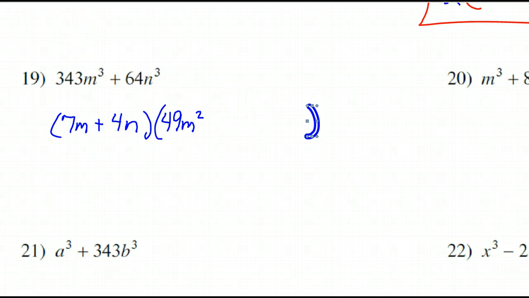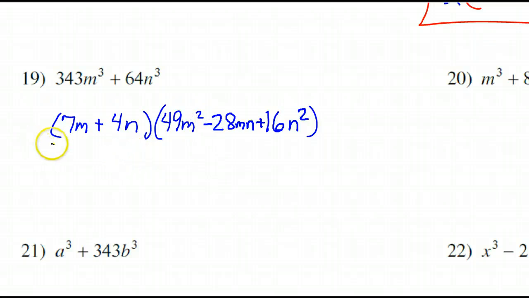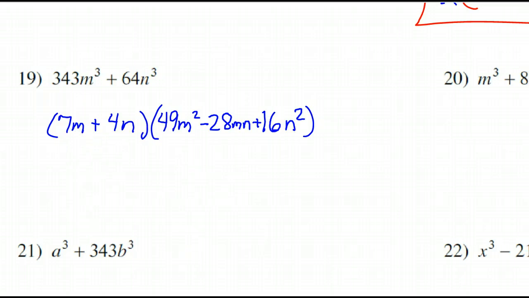Okay, if I square this, I'm going to get 16n squared. If I multiply these together, I'm going to get 28mn. It's a little plus there. So I'm going to get 28mn, and then opposite sign, so minus. Alright, that was interesting. So that's how you do number 19.